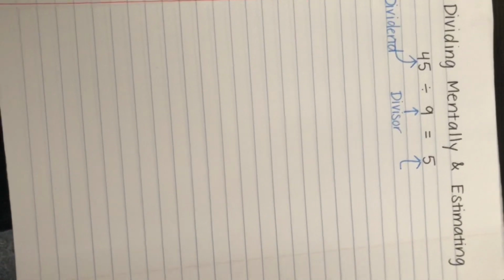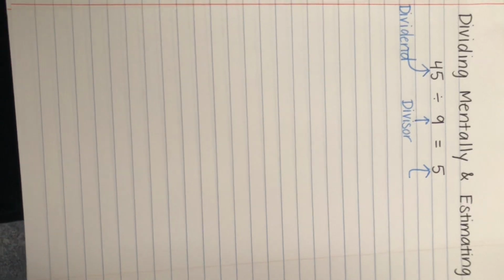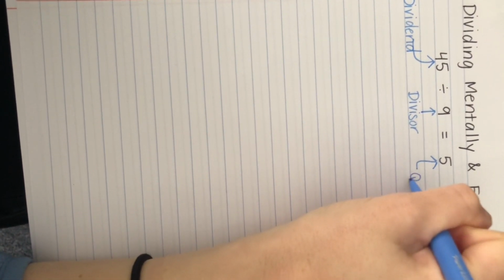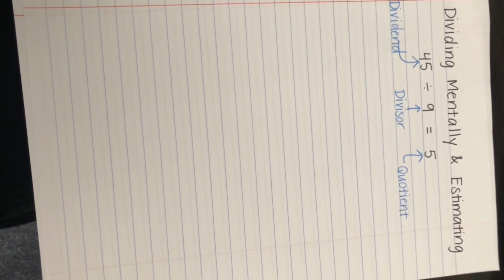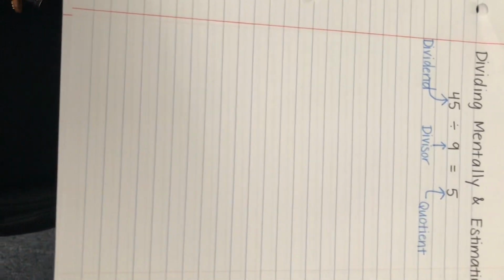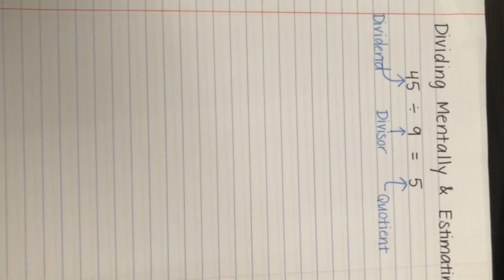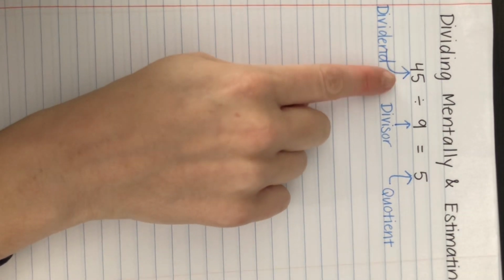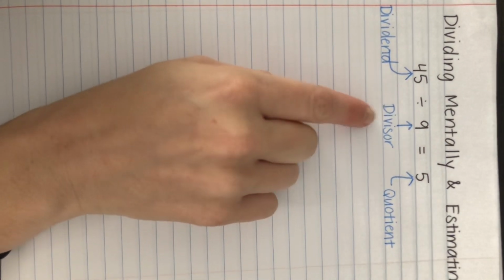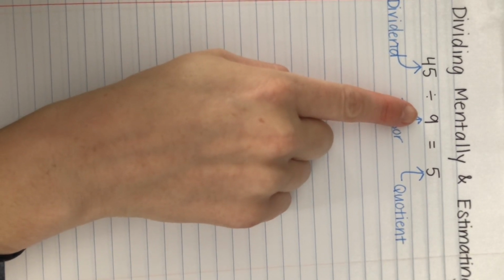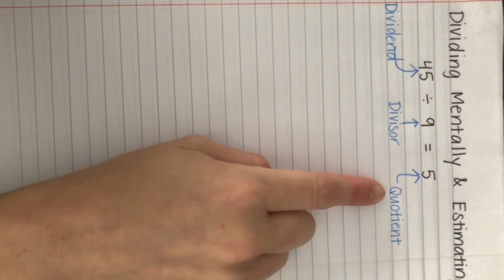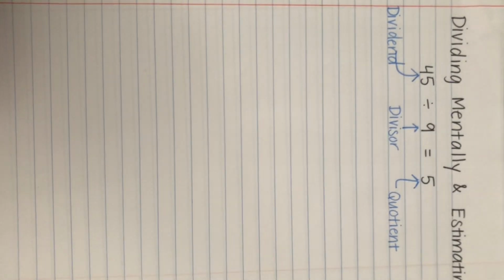Just like in multiplication, we have a product, which is the answer to our multiplication problem. When we're dividing, we also have an answer to our division problems. Those are going to be called our quotients. And you will need to know these vocabulary terms, so please make sure that you are labeling your equations and familiarizing yourself with this academic vocabulary. So our dividend is going to be the number that we are dividing. The divisor is going to be the number that we are dividing by, or how many groups we need. And then our quotient is going to be the answer.